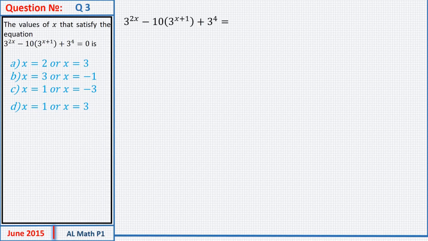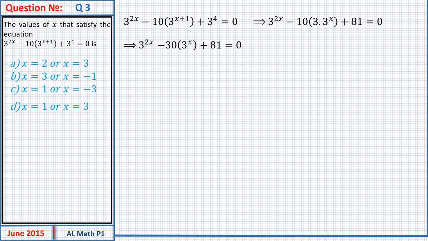So they've given us this. We know that 3 raised to the power 2x can be written as 3 raised to the power x, all squared, and 3 raised to the power x plus 1 can be written as 3 times 3 raised to the power x. That's the laws of indices. When I'm multiplying two things that have the same base, we add the powers. And we also say that 3 raised to the power 4 gives us 81.